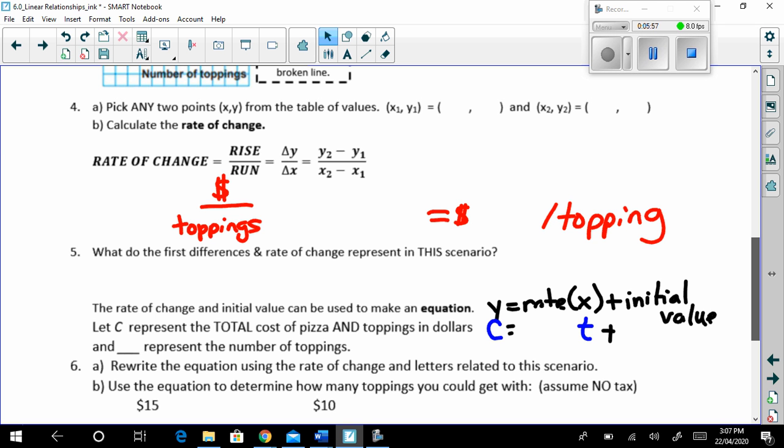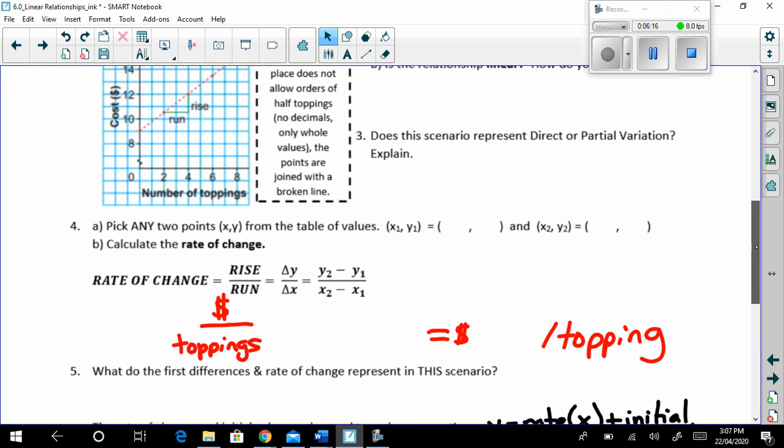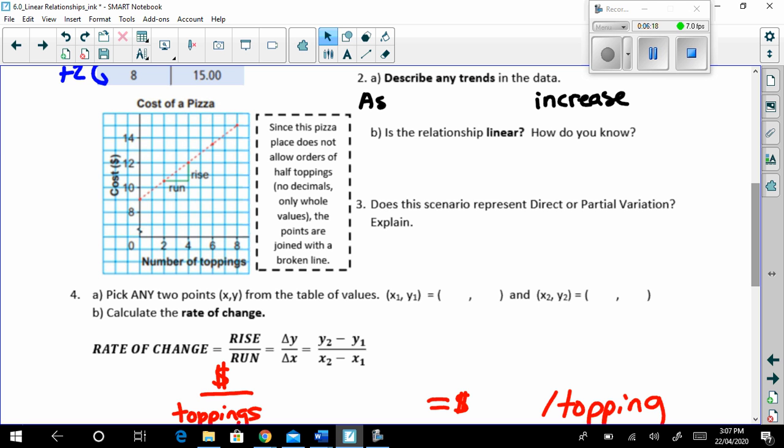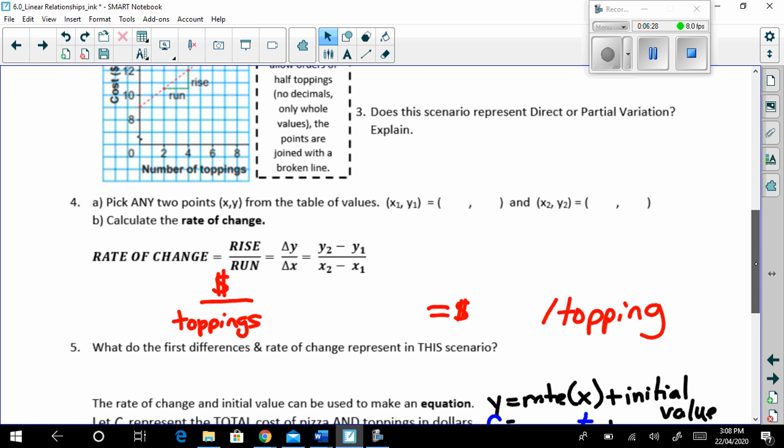Okay, so pick any 2 points and label them, and then use your equation of rise divided by run to figure out the rate of change. Whenever I'm doing rate of change, I always strongly recommend that you turn it into a word rate. What is your rise measuring? If we look at our graph, going up and down, the rise is measuring the total cost for the pizza. And the run going across the bottom is measuring the number of toppings. So my rise is measuring money and my run is measuring number of toppings.